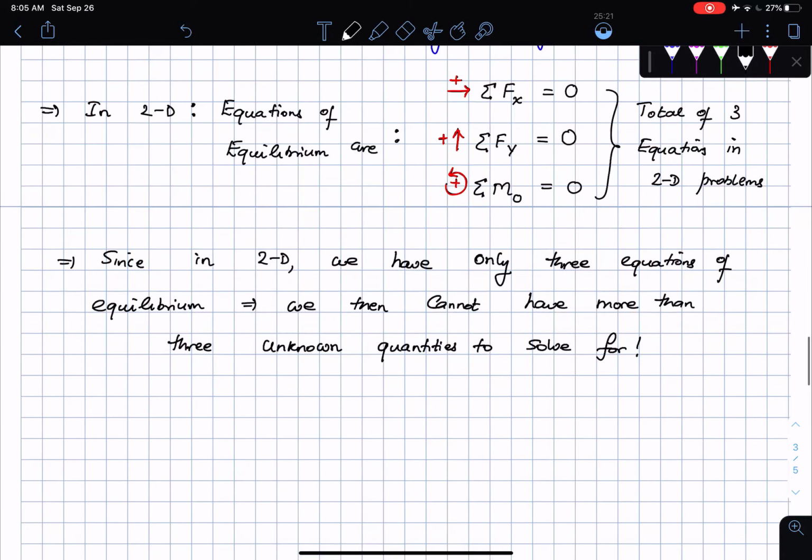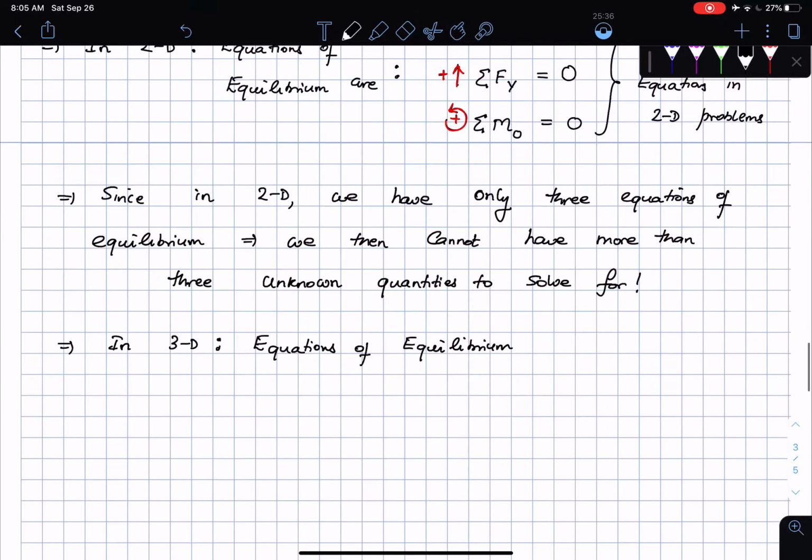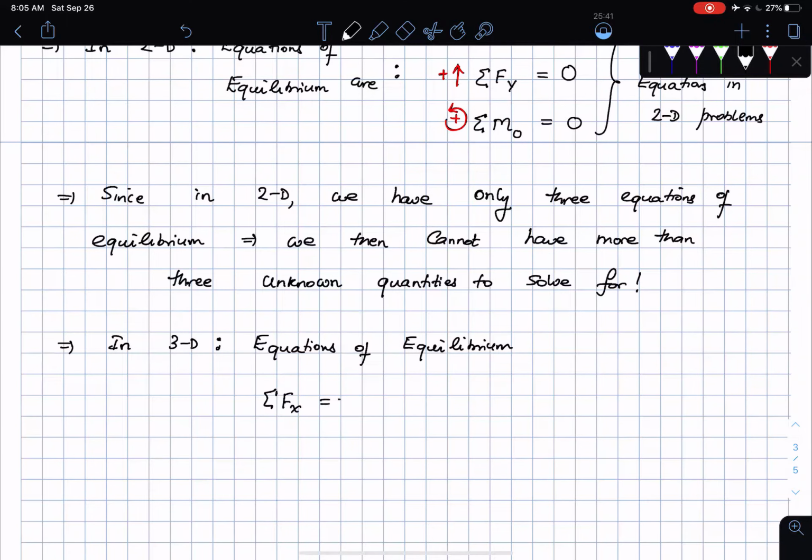Okay, and if I extend this to 3 dimensions, so in 3D, the equations of equilibrium will become the following. The sum of all the forces in the x direction is equal to 0. Let me assume a coordinate frame here. Let me say this is the x-axis, the y-axis, and the z-axis. So this is in 3D: this is x, this is y, and this is z.